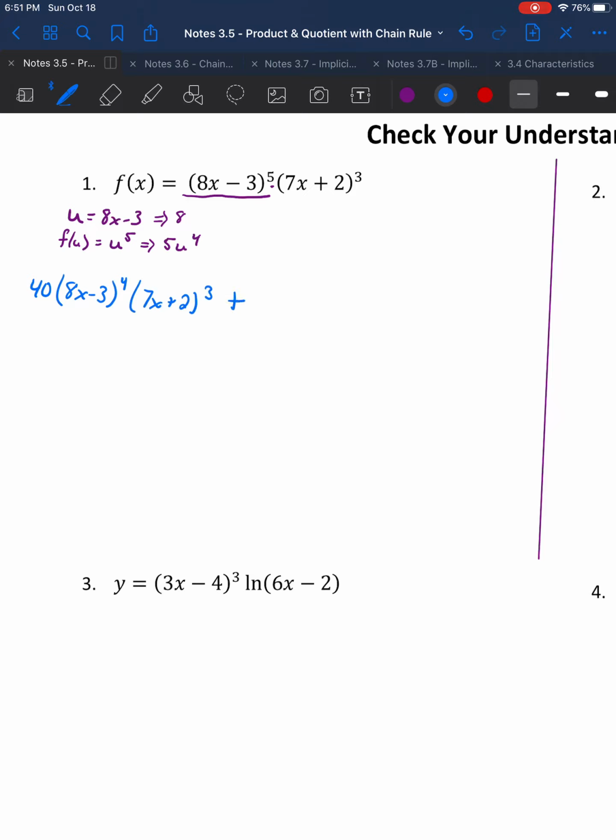So 8 times 5 is 40 u to the 4th. So that's the derivative of the first. Keep the second. Plus, keep the first times derivative of the second, but I run into the same issue. When I go to take this derivative, I'm going to need a chain rule.